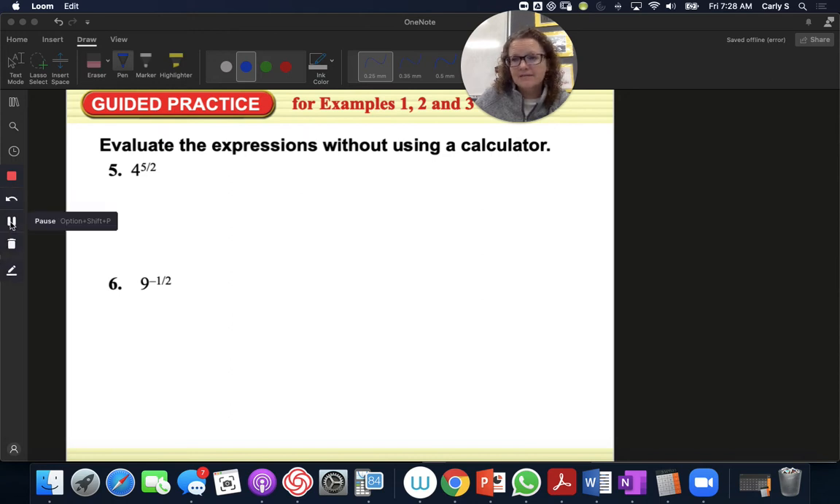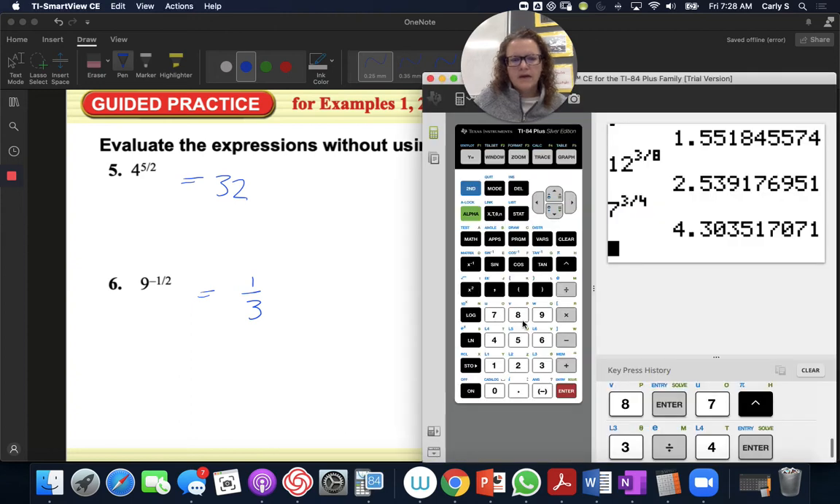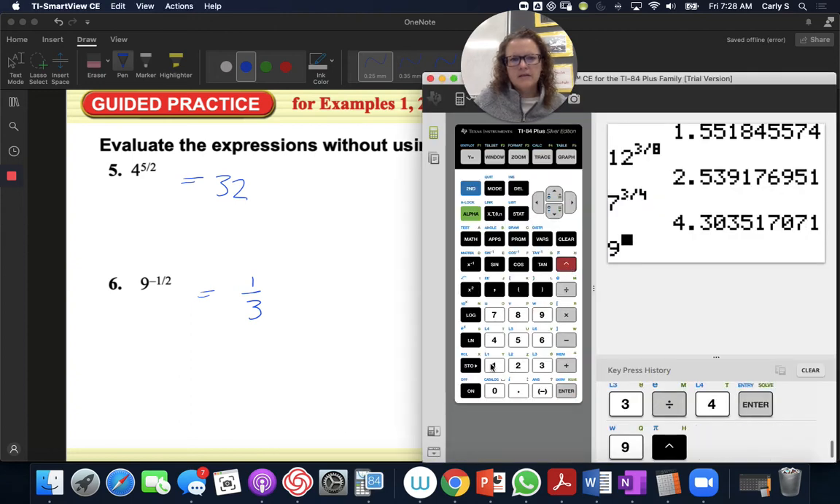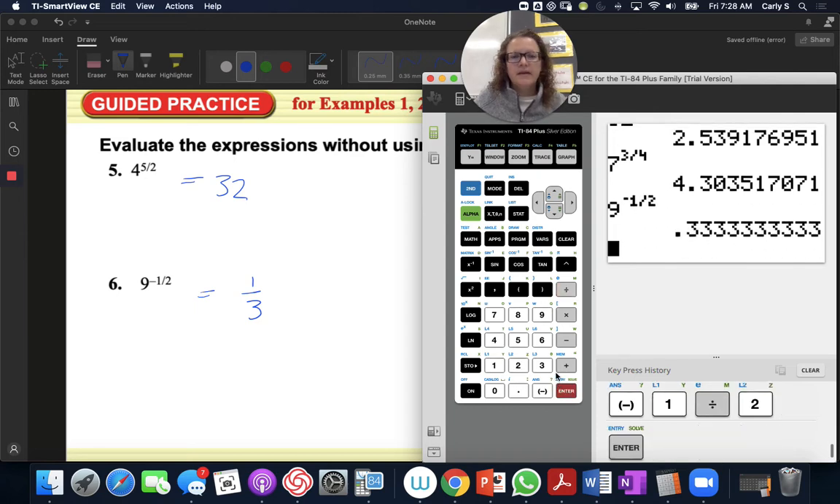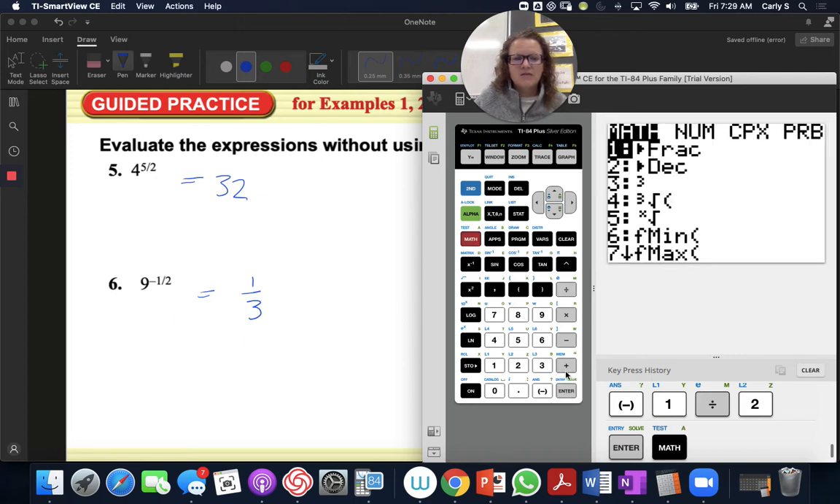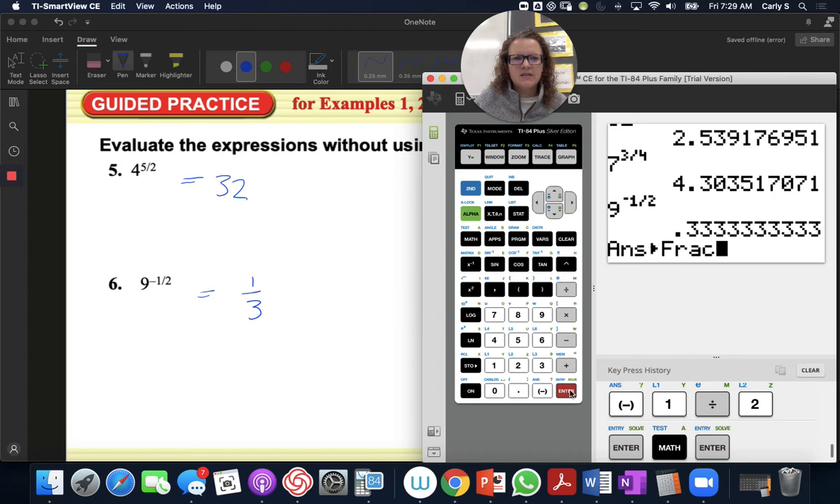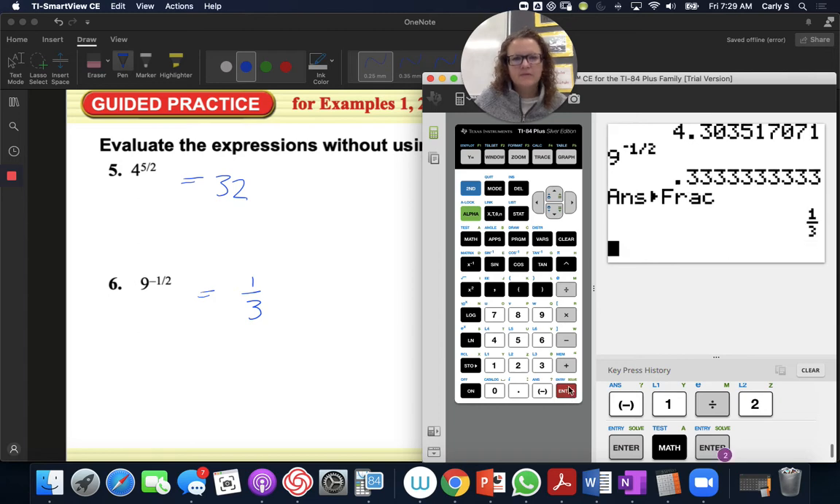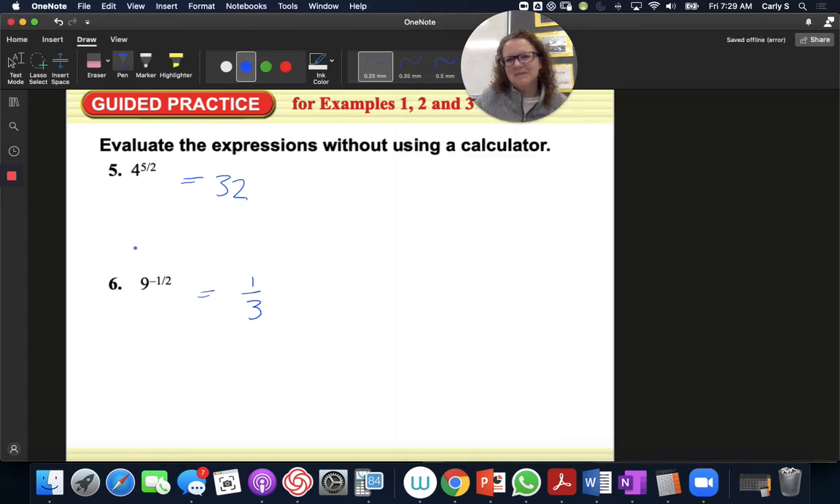I'm going to push pause again. All right, number 6 we're going to look at. I'm going to type in 9 raised to the negative 1/2. Okay, don't give me that as an answer, please. I guess you could round it, but I'd rather you give me a fraction. Math, number 1 is frac, hit enter, and it changes that answer into a fraction. 1/3. Cool? Cool.